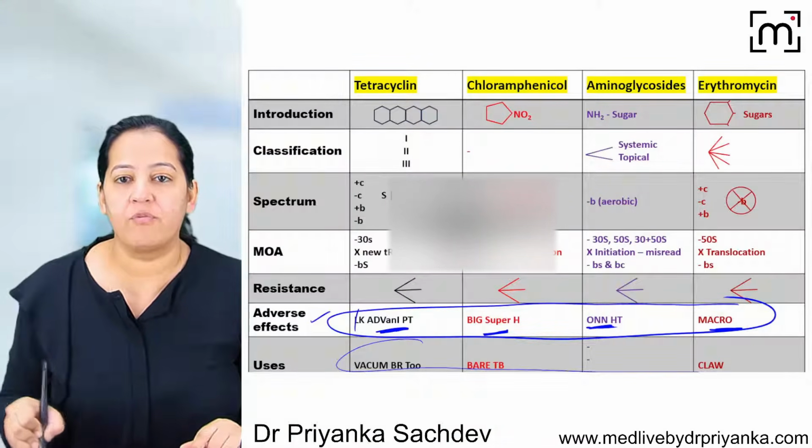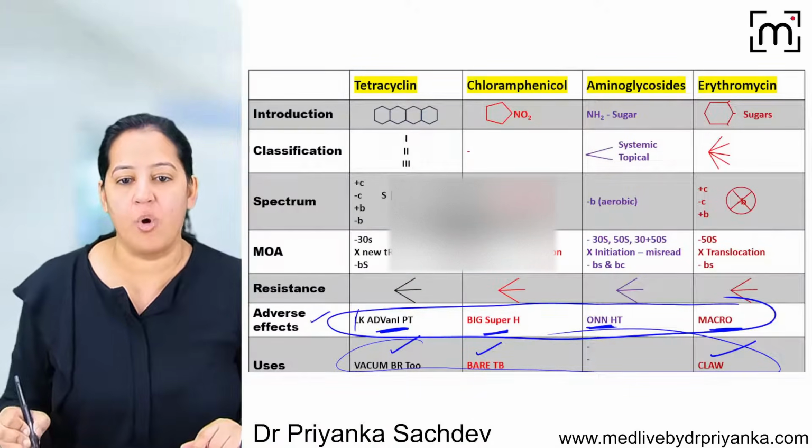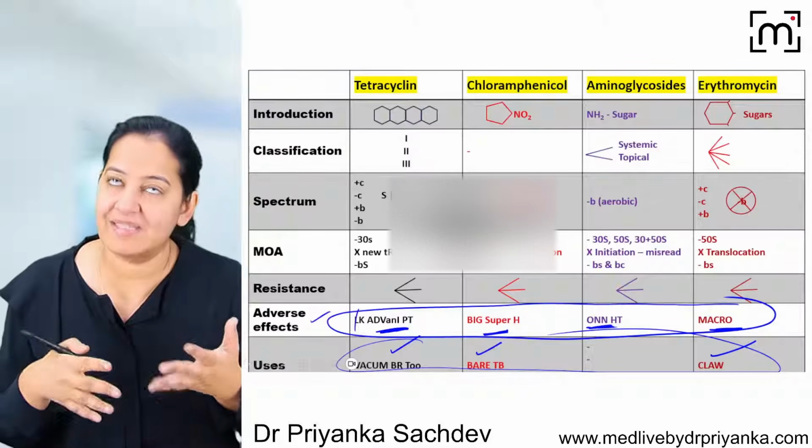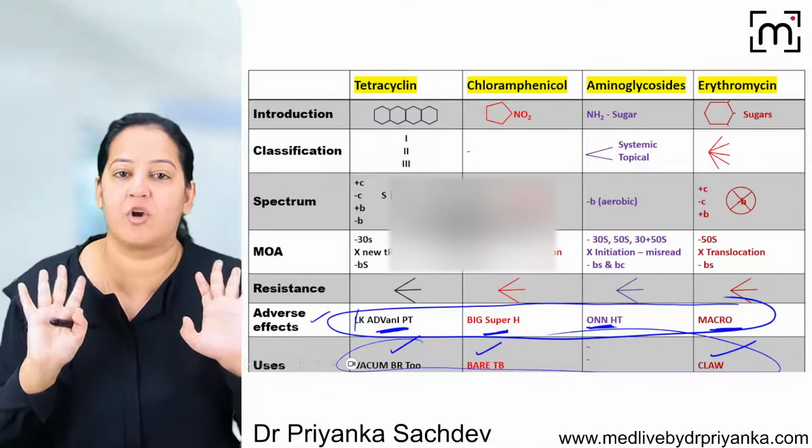And see the uses of all four. See the uses. Here, it's vacuum, bedroom 2. Here, Bayer TB. Here, claw. So, please say the full form to your friend, write it down on a paper and stick it on the wall, and as you come and go, keep looking at it and saying it.